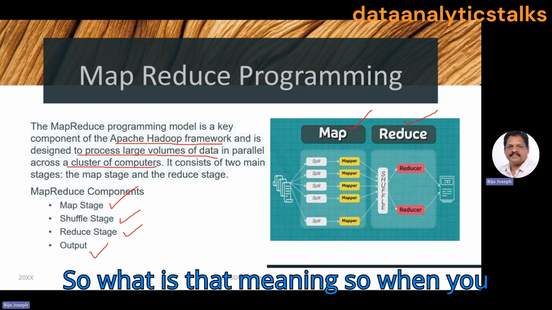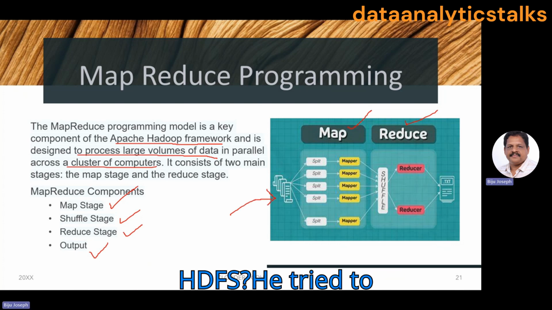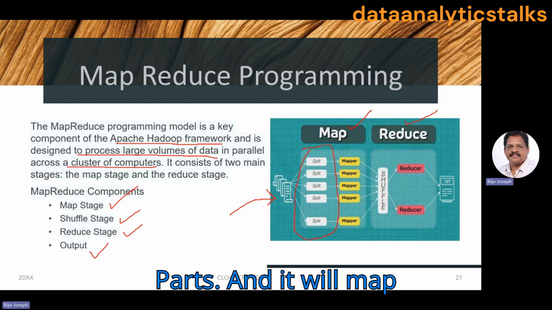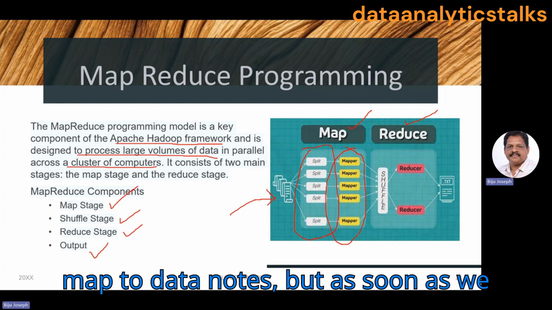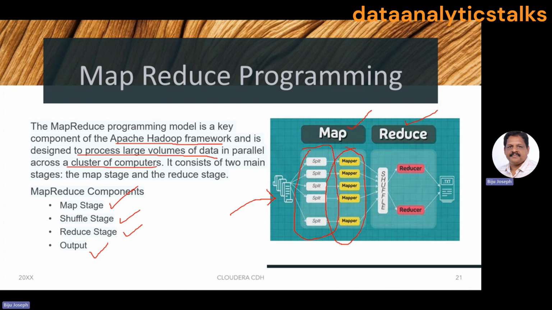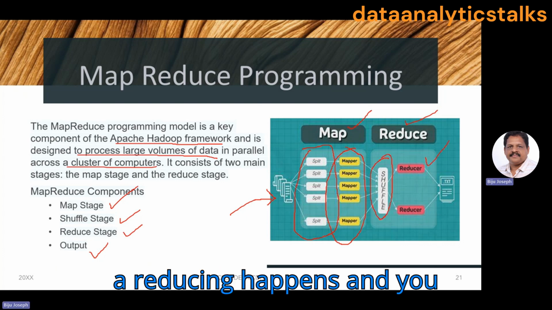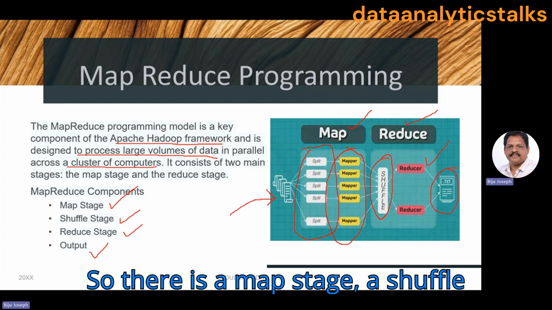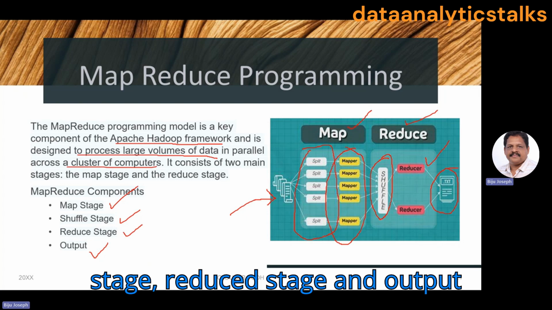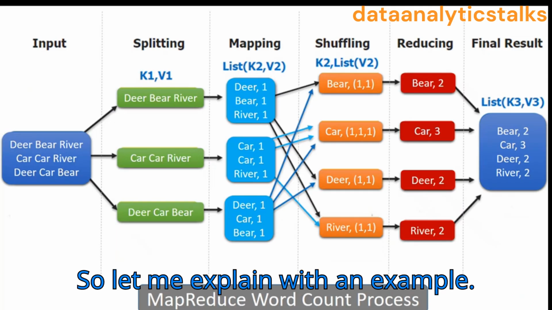So what does that mean? When you upload something to HDFS, it tries to split it into parts, and it will map them to data nodes. But as soon as we want to get it back, shuffling happens, and reducing happens, and you get the result. So there is a map stage, a shuffle stage, a reduce stage, and an output stage. Let me explain with an example.